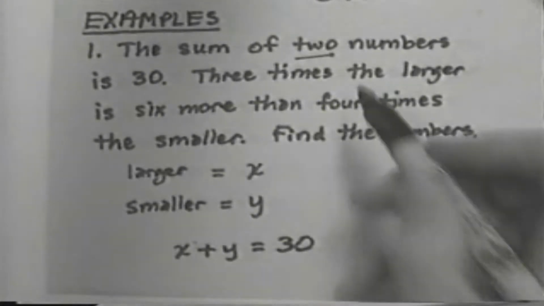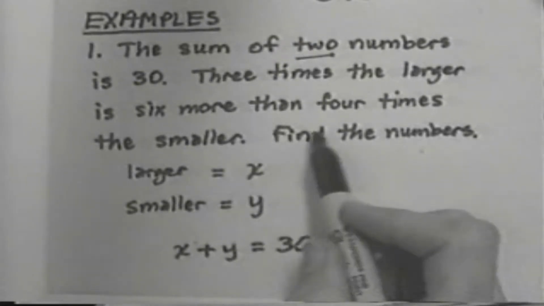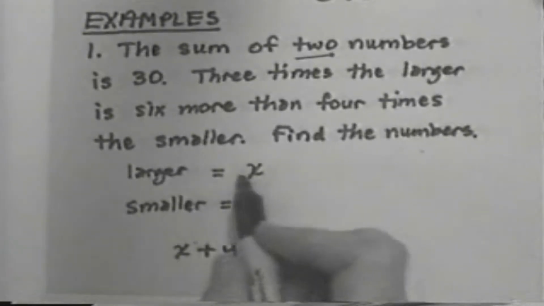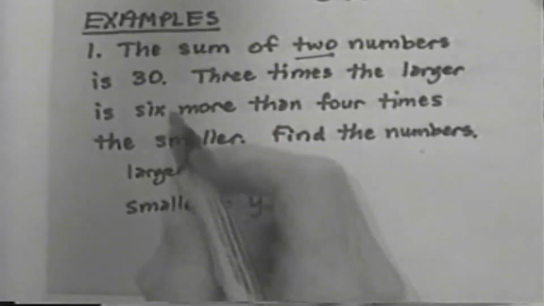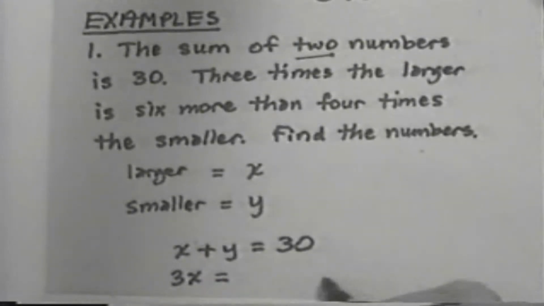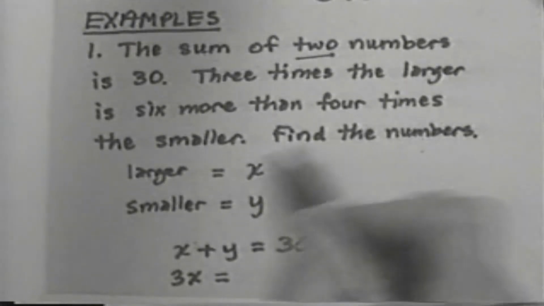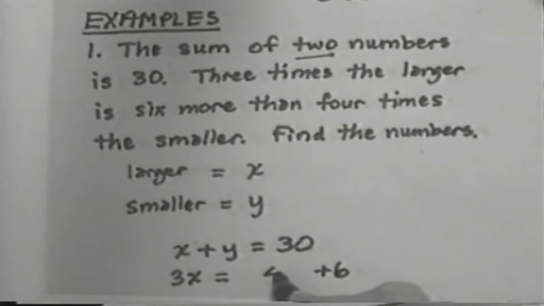Now this next sentence tells us 3 times the larger is 6 more than 4 times the smaller. 3 times the larger would be 3 times X, 3X, is, equals. 6 more than means we add 6. I'll add 6 at the end of this. 6 more than 4 times the smaller. The smaller is Y. 4 times the smaller would be 4 times Y, 4Y.